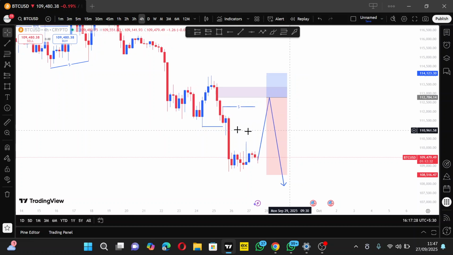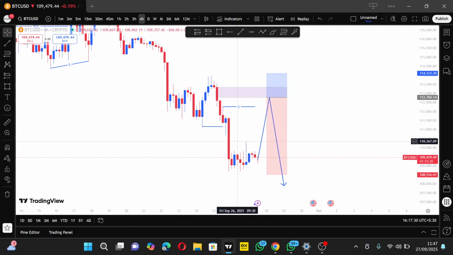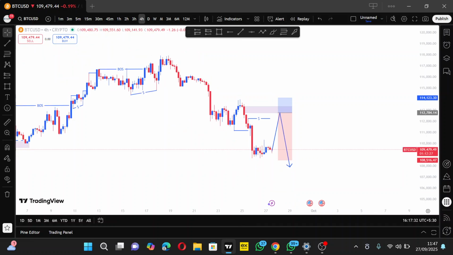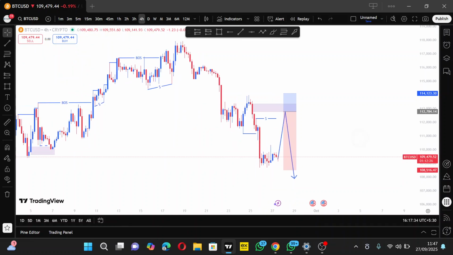So as you can see, this is Bitcoin on the 4 hours time frame. If you see now, Bitcoin has been dropping massively.